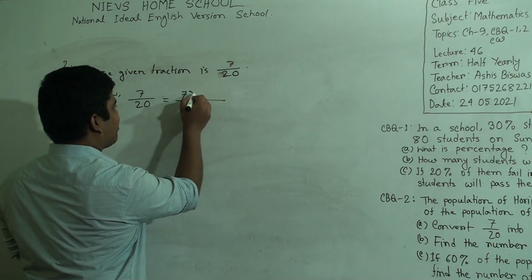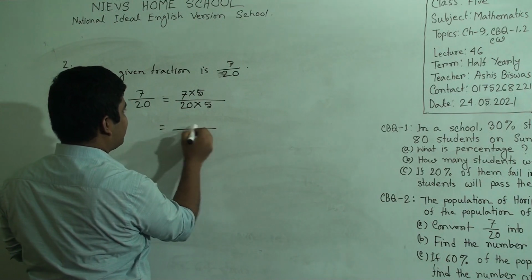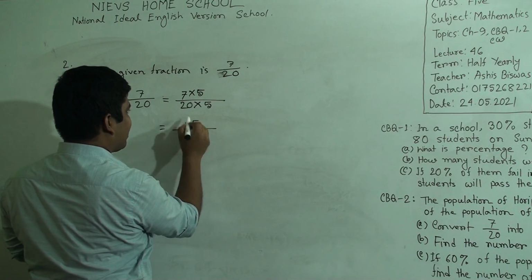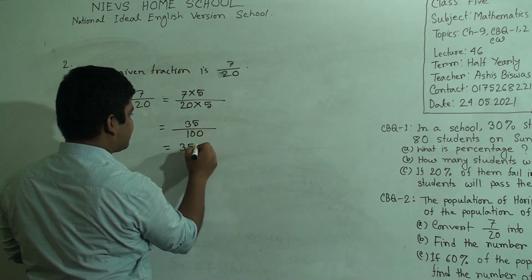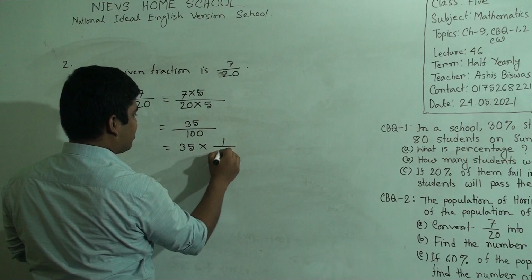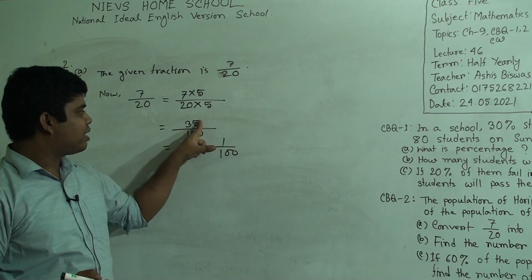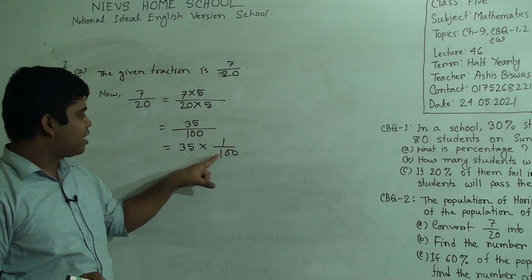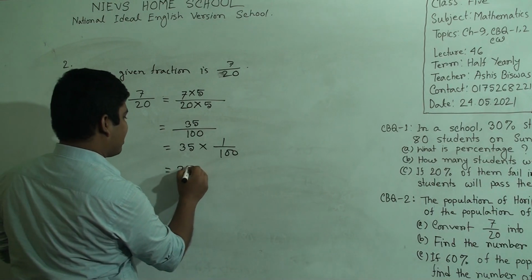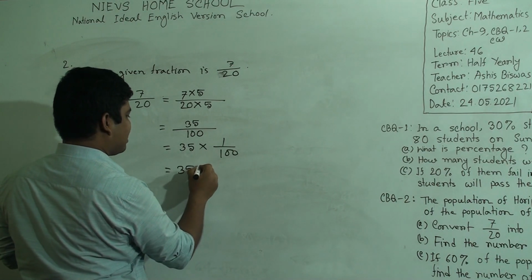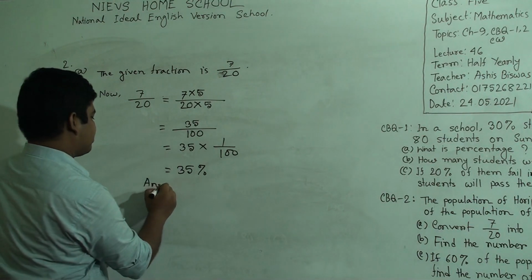So 7 multiply 5, 20 multiply 5. 7 fives are 35 and 20 fives are 100. So 35 over 100. We can write this because if we multiply 35 with 1, then we get 35. If we multiply 100 with 1, then we get 100. Now 35 by 100, and we know that a fraction over 100 is a percentage, so 35%, and this is the answer. I hope you have understood.